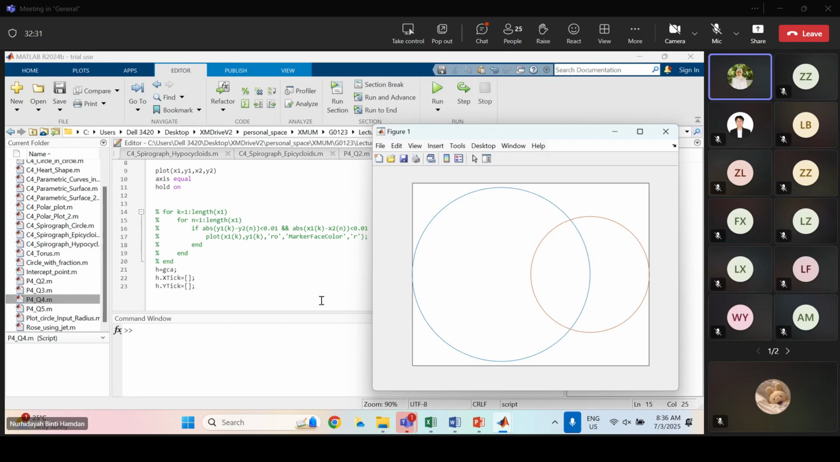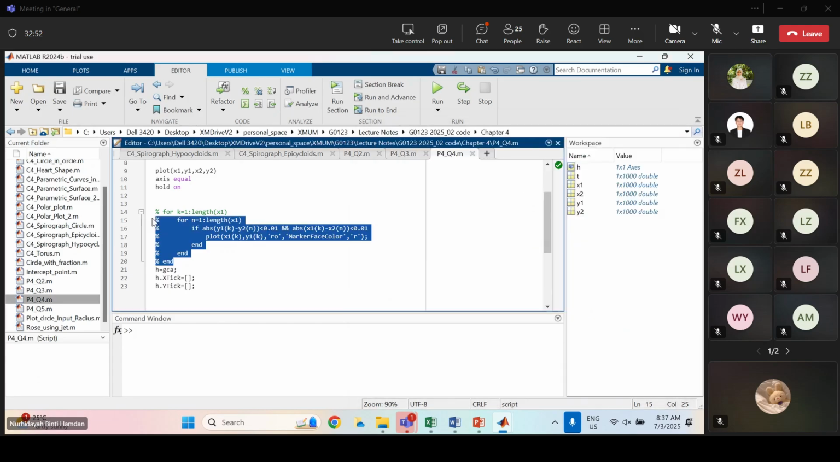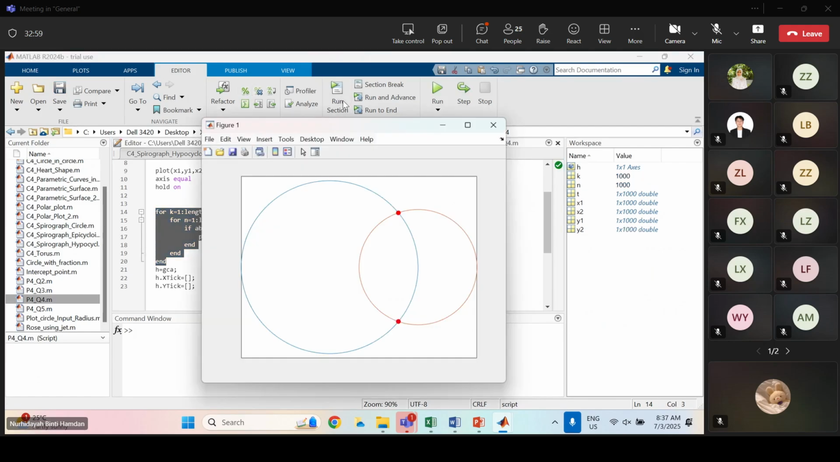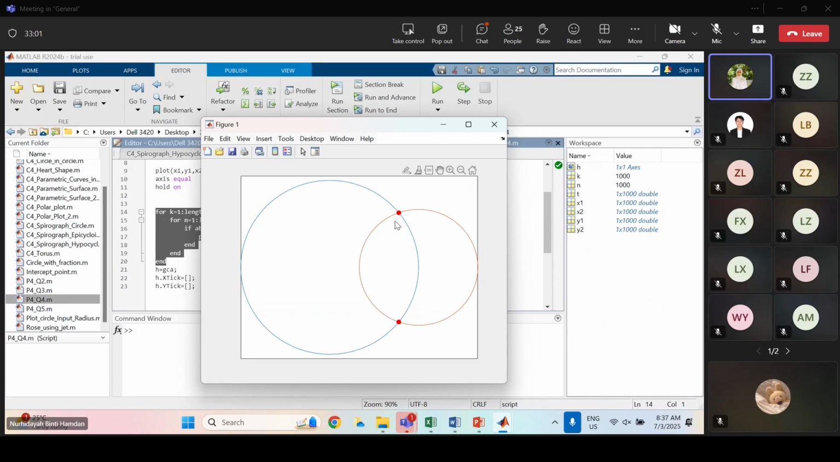Now we don't want any value in the x tick label and y tick label, so we put an empty bracket here. Then please uncomment this part to mark a red marker for the intersection of the two circles. Now here, this intersection has been marked.